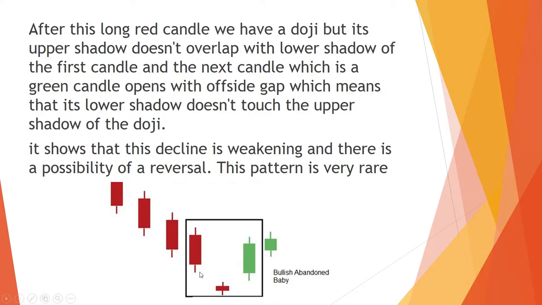So this is one offside gap and this is another offside gap here, and then we have a doji in between. It's a reversal pattern, and it's just the opposite of the other ones that we'll see later on.